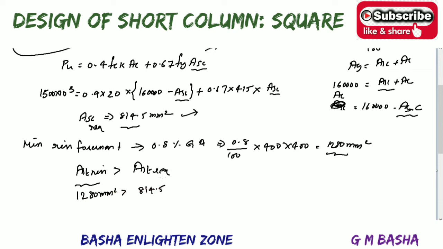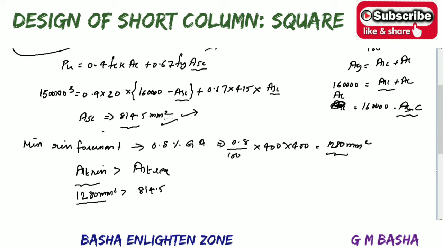Why? Because generally the minimum reinforcement is the minimum requirement of the particular column, but after solving you will get 814 mm square. But if you check the minimum reinforcement you will get 1280. So at that time we have solved this by using 1280 mm square. You can round off this value, and it is always better to check the minimum reinforcement.